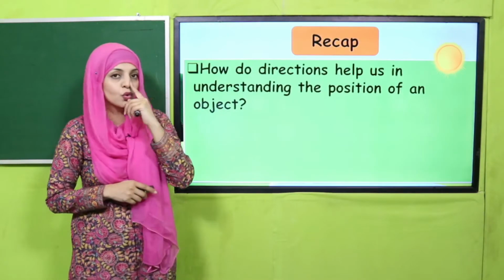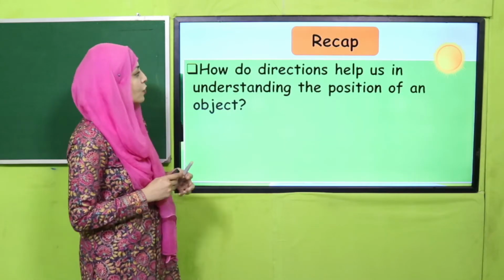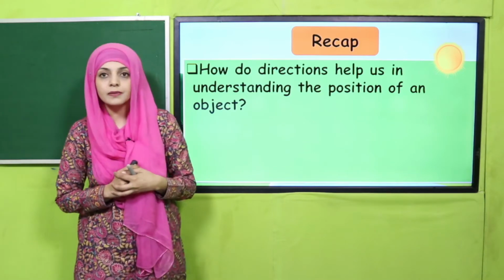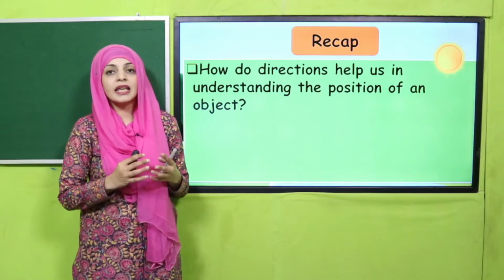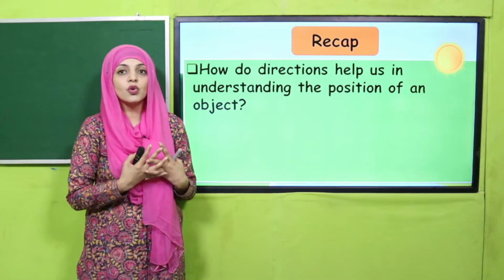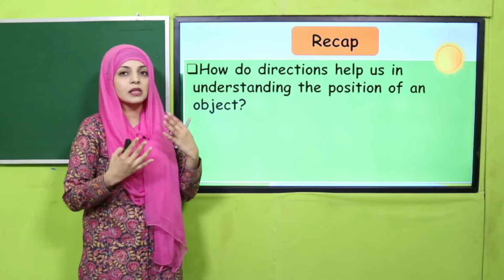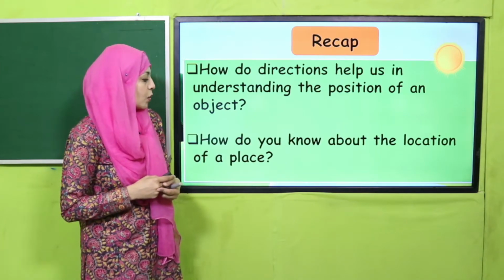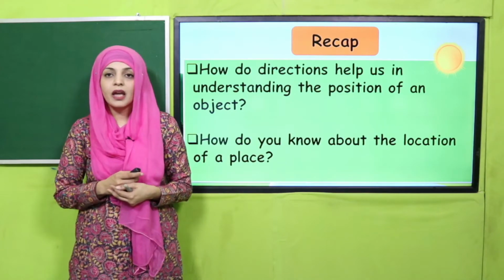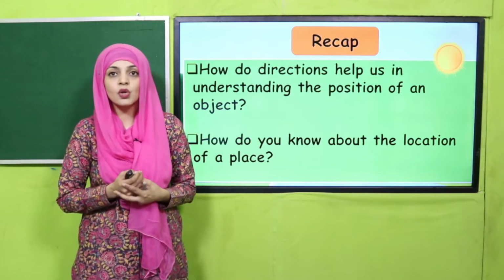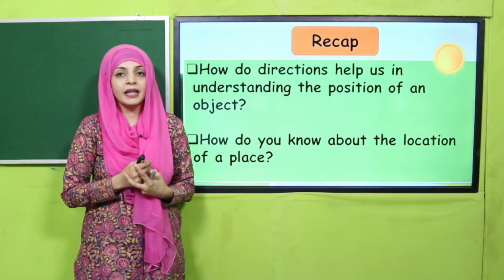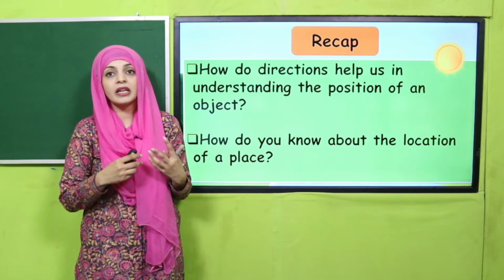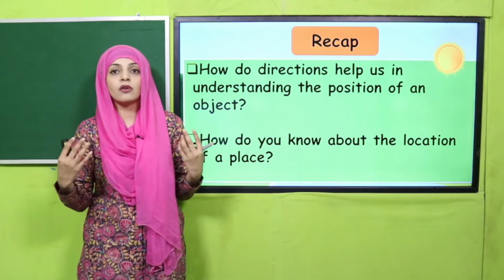So you have to answer a few questions. How do directions help us in understanding the position of an object? You can easily locate an object when you know its direction. It's in west, east, south or north. How do you know about the location of a place? If you know its direction, you can easily find the place. So my dear students, locations are extremely helpful in navigation or when you are traveling.